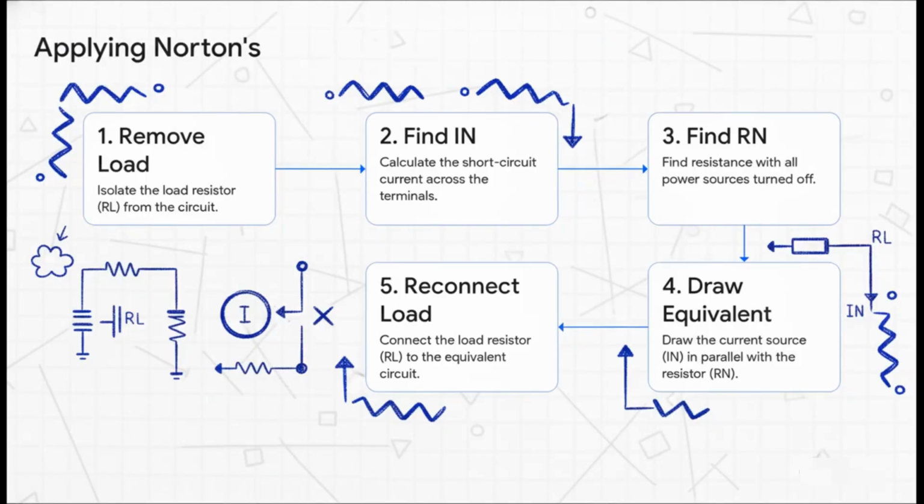Step 1, we take out the component we care about, our load. Step 2, we find our Norton current, which is basically the max current the circuit can deliver. Step 3, we find the Norton resistance, which is the internal resistance of the network. Step 4, we draw our brand new simple circuit. And finally, step 5, we plug our load back in and get our answer. Let's see it in action.